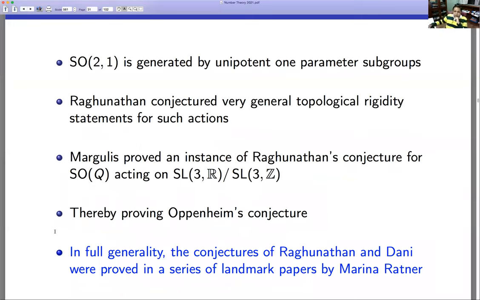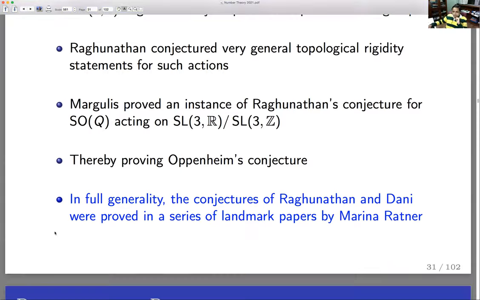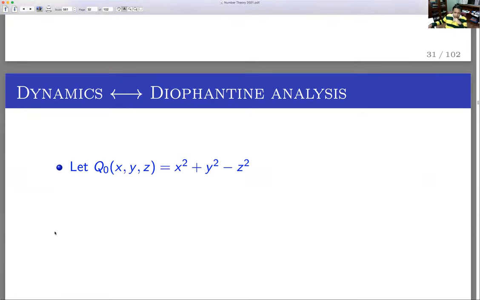Now let's see how one can relate values of quadratic forms with ergodic theory, right? So consider the quadratic form Q_0, which is simply x^2 + y^2 - z^2.